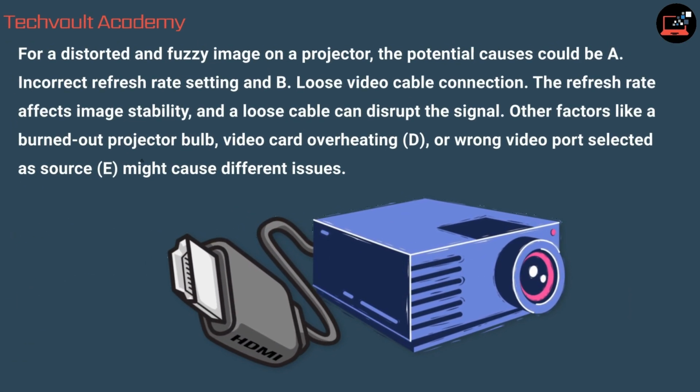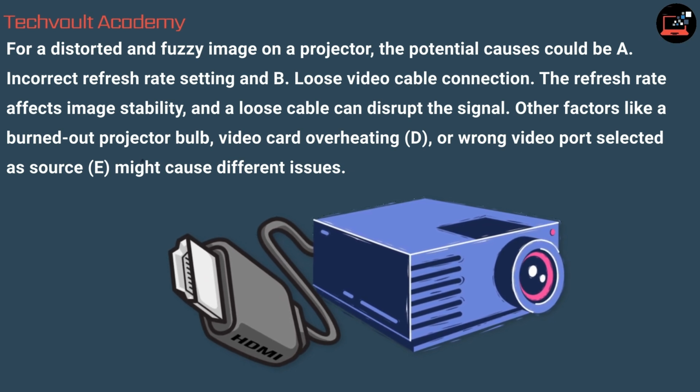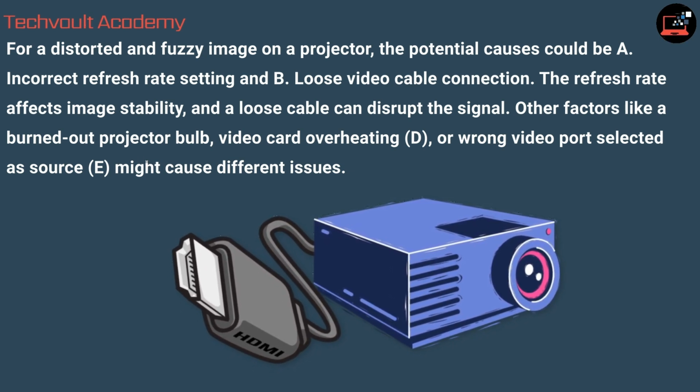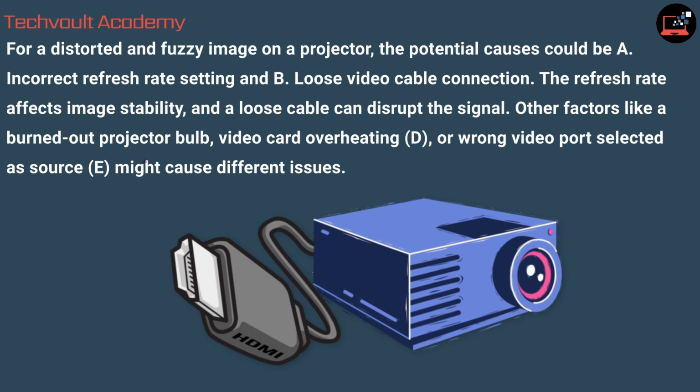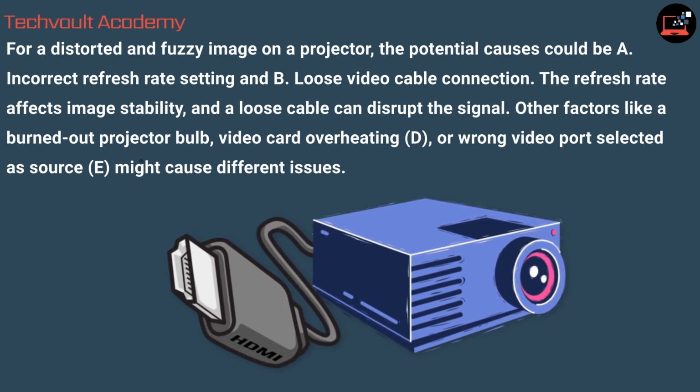For a distorted and fuzzy image on a projector, the potential causes could be A, incorrect refresh rate setting, and B, loose video cable connection. The refresh rate affects image stability, and a loose cable can disrupt the signal. Other factors like a burned out projector bulb, C, video card overheating, D, or wrong video port selected as source, E, might cause different issues.